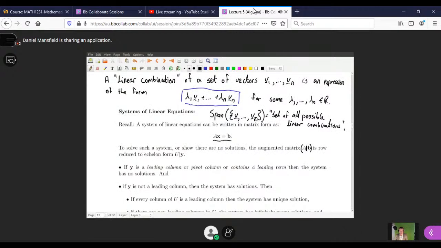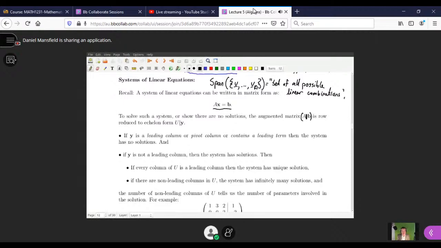If this y column is a leading column, that is to say it's got a leading term, then the system has no solutions. And this is the first thing you look for. You get it in row echelon form, and then you see if there's a leading term on the right-hand side of that bar. And if there is, no solutions.